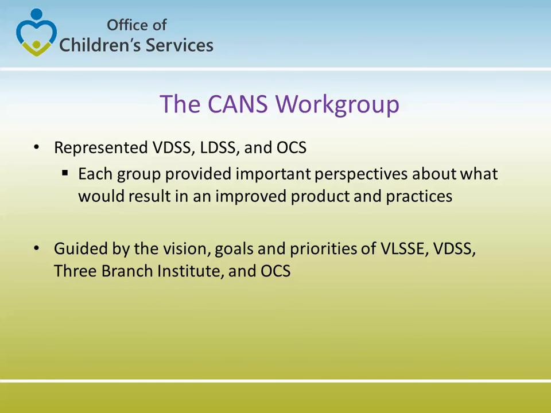The CANS work group had representation from the Virginia Department of Social Services, the local departments of social services, and the Office of Children's Services. Each group provided important perspectives about what would result in an improved product and practices. All of the work was guided by the visions, goals, and priorities of the League of Social Services Executives, the Virginia Department of Social Services, the Three-Branch Institute, and the Office of Children's Services.